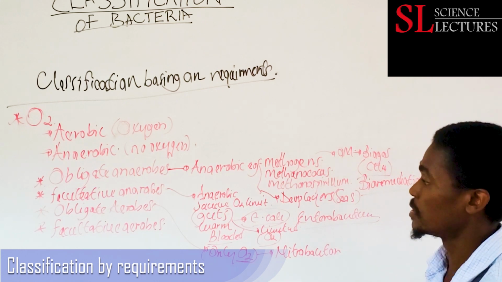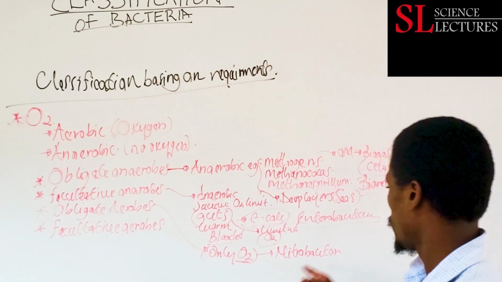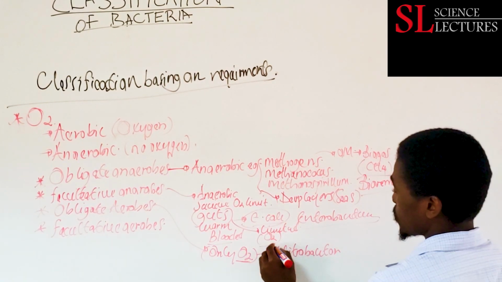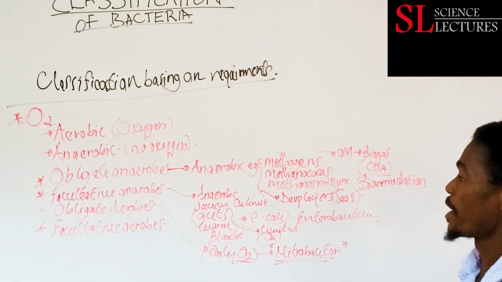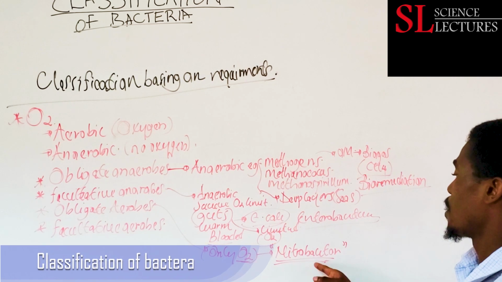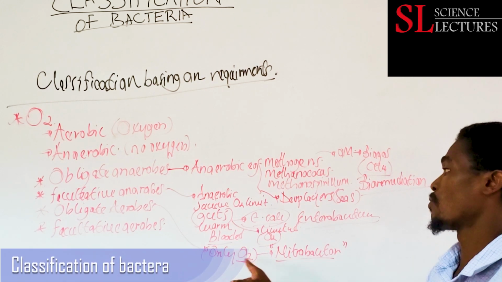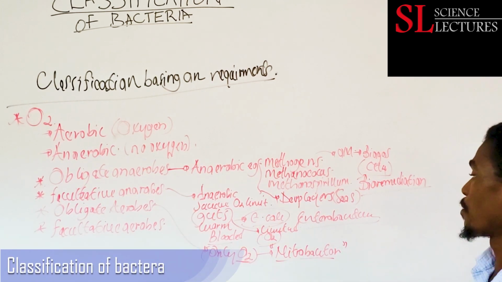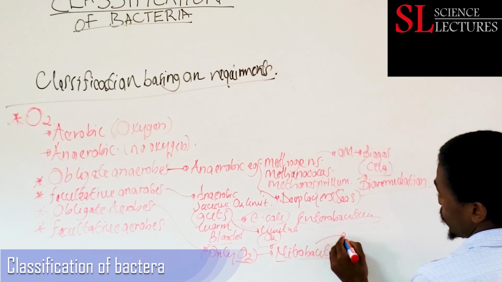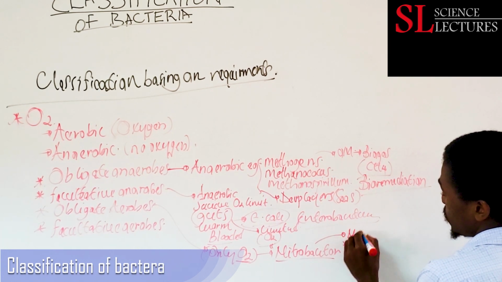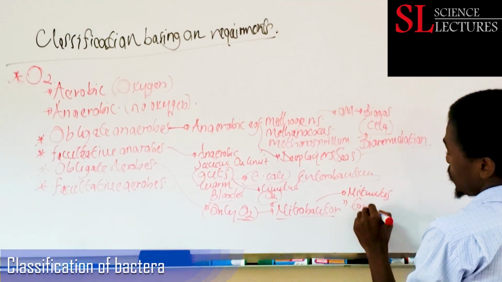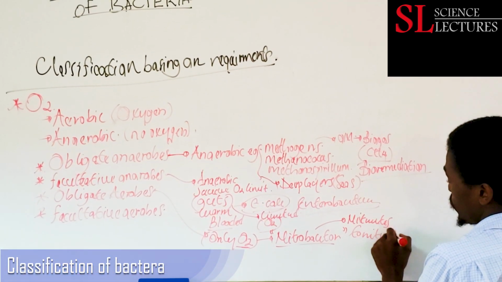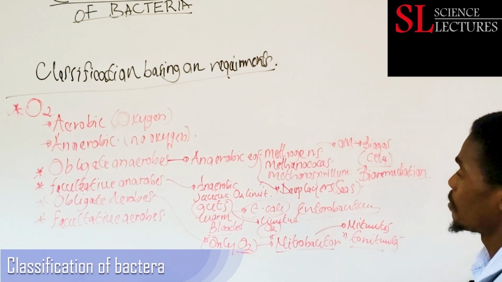Nitrobacter requires oxygen for its survival. So minus the oxygen being present, this Nitrobacter can die off because it is lacking oxygen. It is an obligate aerobe. And we know Nitrobacter is very important in converting the nitrites to nitrates that will be utilized by plants for their growth.